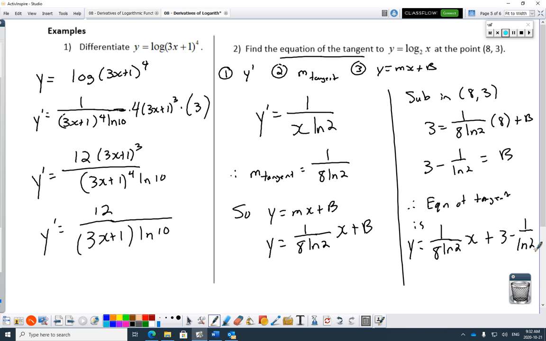I did those fast. I'm not saying they're easy. I was trying to focus on how important those 3 steps are. 1, find y prime. 2, use that to get the slope of the tangent. And then 3, do y equals mx plus b, subbing in the point you were given to finish off the equation of the tangent.